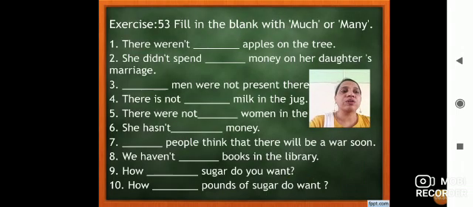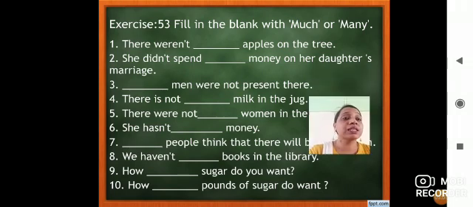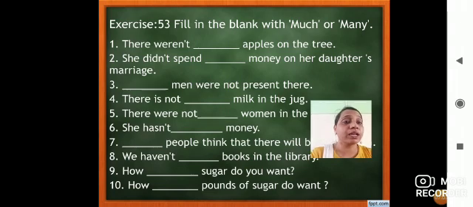So let's start solving the exercise. There were not dash apples on the tree. What should come? There were not many apples on the tree. Okay. She did not spend much money. Why? Because money is uncountable. So before it we will use much. Dash men were not present there. This sentence is negative and men is countable. So before that many. Okay.